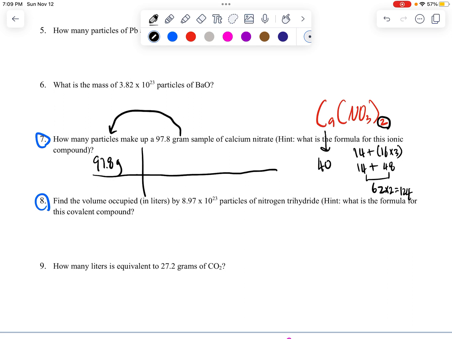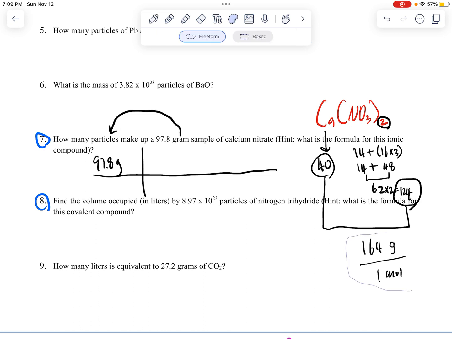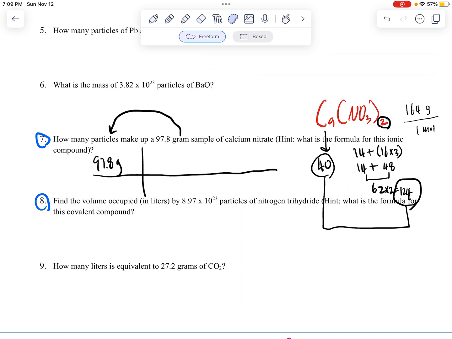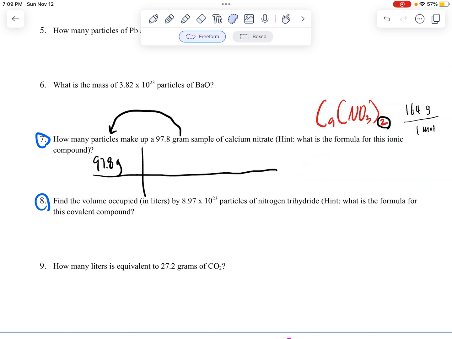Still not done here, guys. Bear with me. 40 for calcium, 124 is the right side. Add these two up, and you get 164 grams per 1 mole. Wow, that was a lot of work, right? So I just found the molar mass of this compound. I'm going to put it right next to it and clean up a little bit, get rid of all the things that I don't need here.